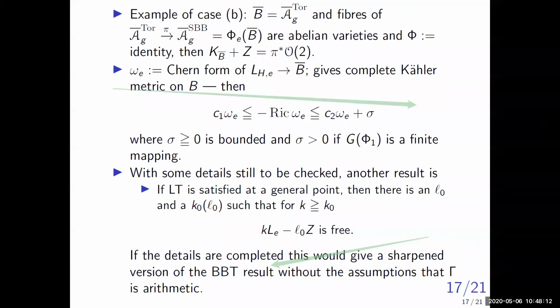And that would give a sharpened version of this earlier result, the Bakker-Brunebarbe-Tsimerman result. They assumed that the monodromy gamma is arithmetic. One knows that there are many examples where the global monodromy is a thin matrix group. It has infinite index in the corresponding arithmetic group. The volume of D by gamma is infinite. And there are many geometric examples now where this happens. And so one would like to get rid of that assumption.